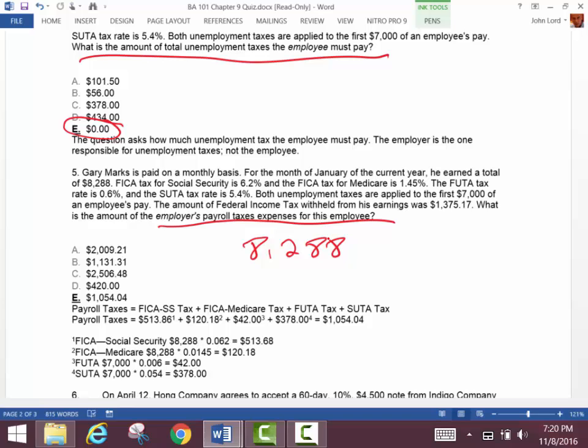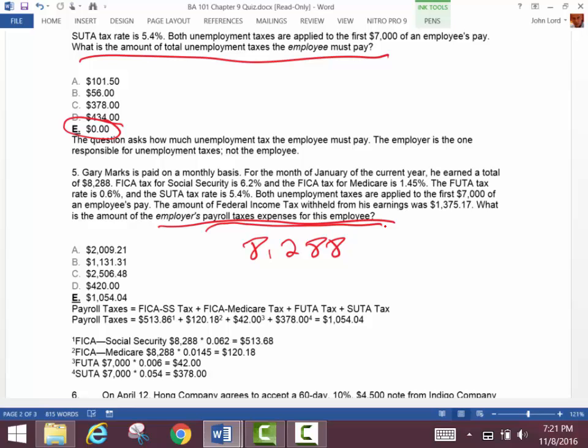So what is the amount of the employer's payroll tax expense? Does the employer pay that? Employer pays those as well, guys. There's a matching that goes on there. The employee and the employer both pay that one. Come on, guys, you know that your employer matches what goes into Social Security for you, don't you?